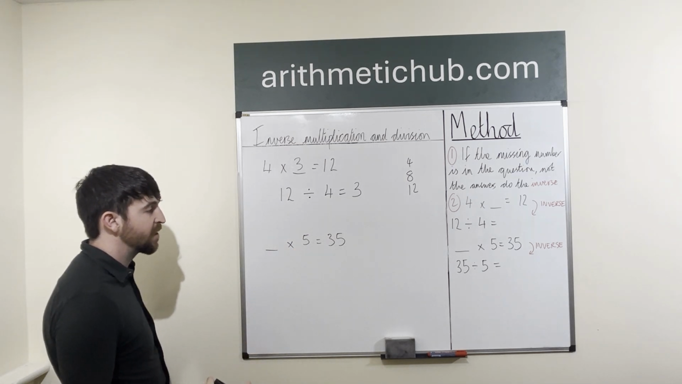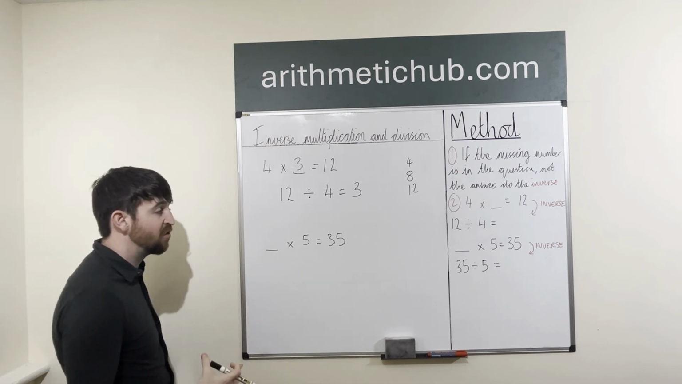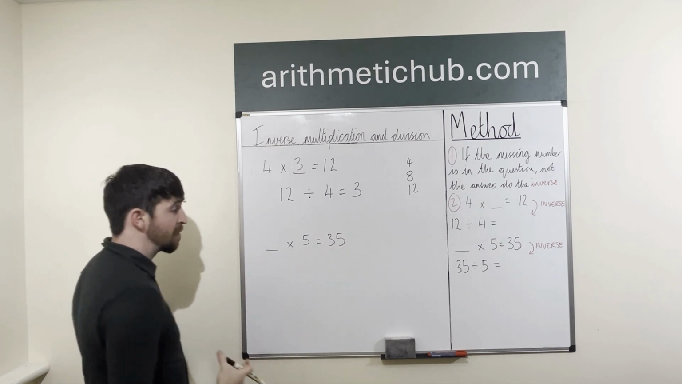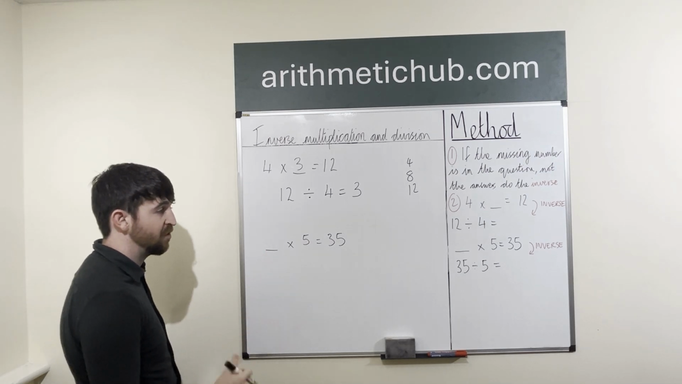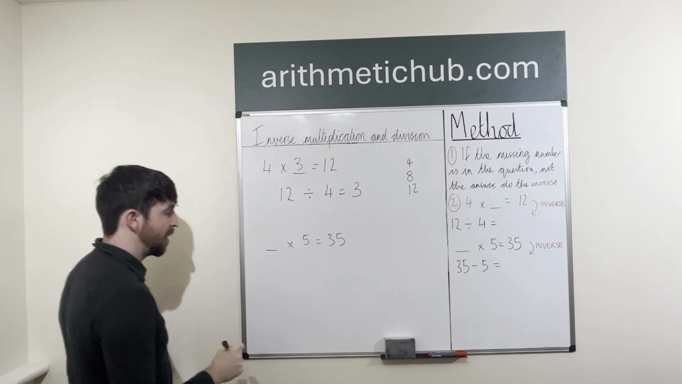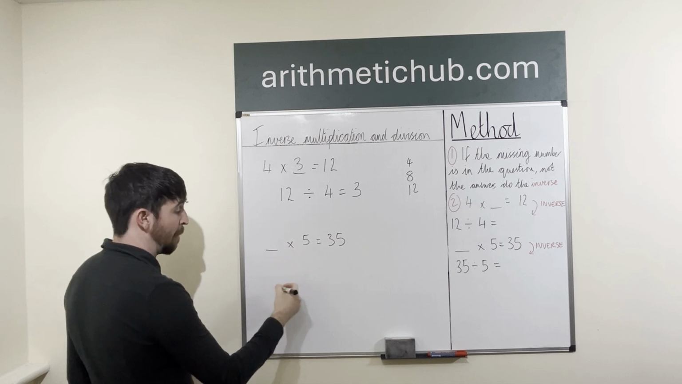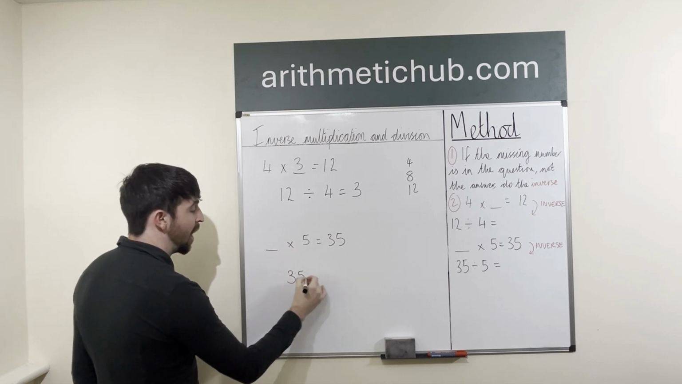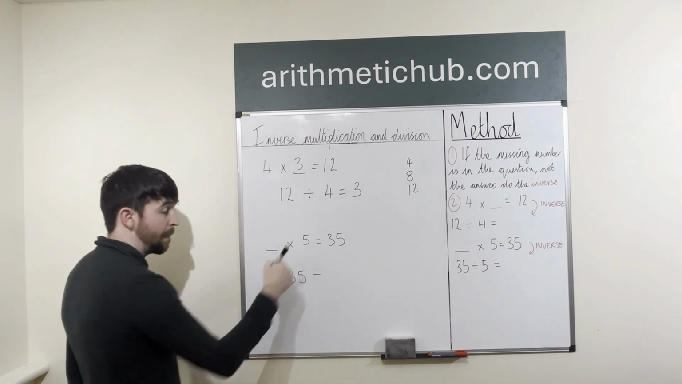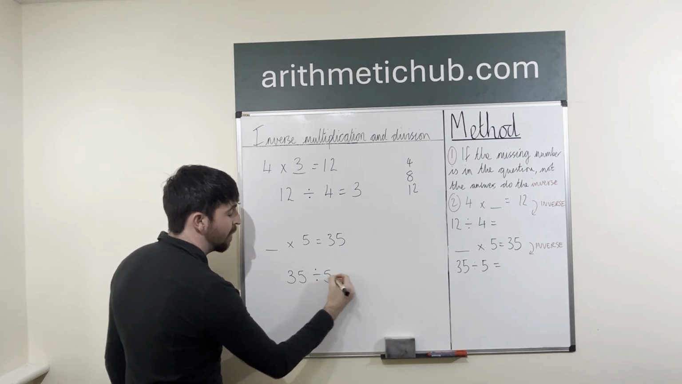Something times 5 is going to give us 35. Well, again, our missing number is in our question, not in our answer. We know that the answer is going to be 35. We need to work out what was missing in the question. So we're going to do the inverse. So what I would do is I would do the opposite operation of multiplication, which is division. So I would do 35 and I would divide it by the other part of information that we've got. I'm going to divide it by 5.